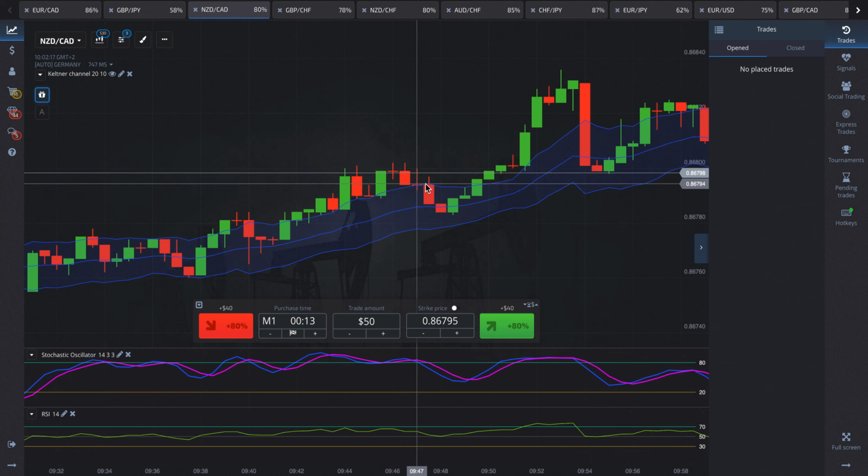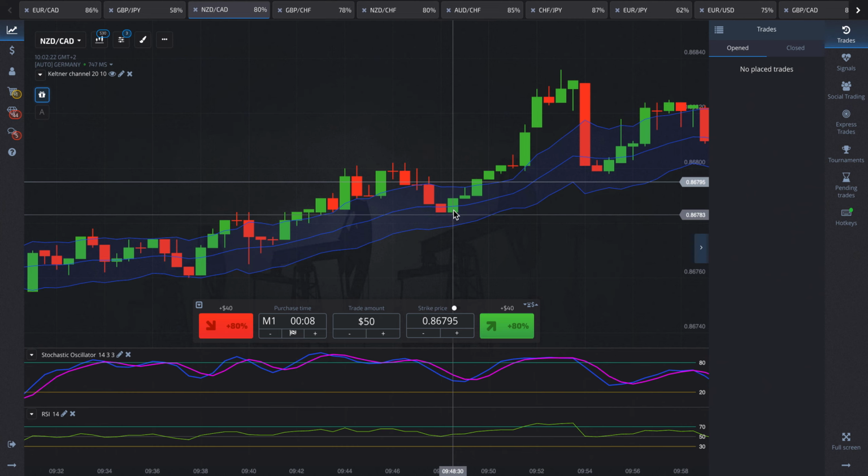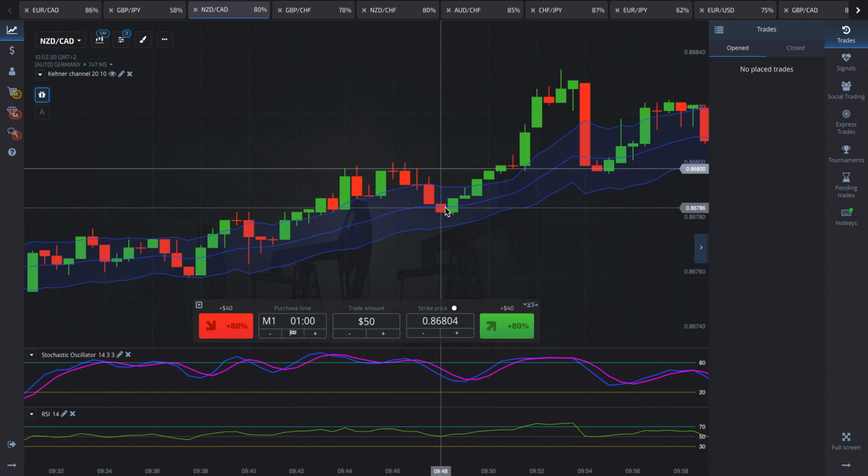This is a picture-perfect example right here. The red candles, we're getting ready to reverse back up. You see the red candle right here. It enters the 50-yard line in the Keltner Channel, and you see a wick at the bottom of this green candle here, which is a good sign. That's price action, a good sign that the price is about to reverse back up.